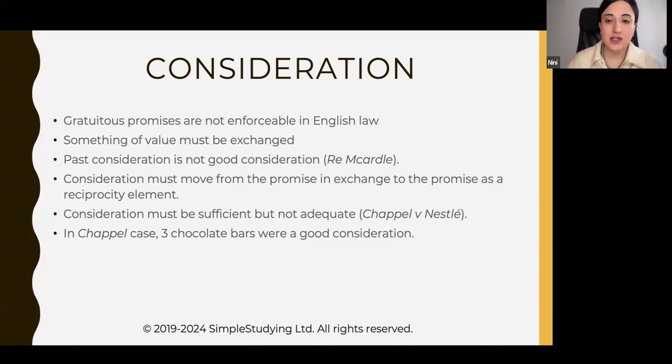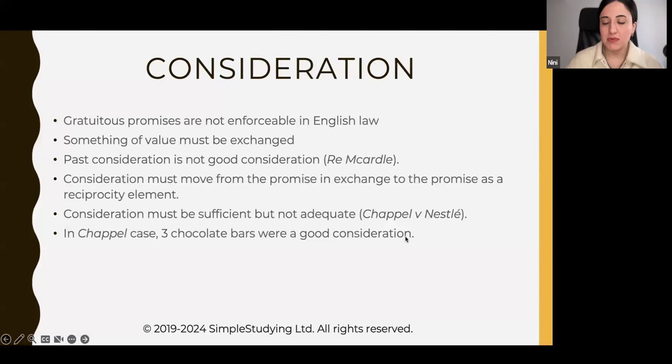You should consider that if consideration was created in the past before the offer and acceptance, that won't be good, because past consideration is not good consideration, as it was established in the case of Re McArdle.